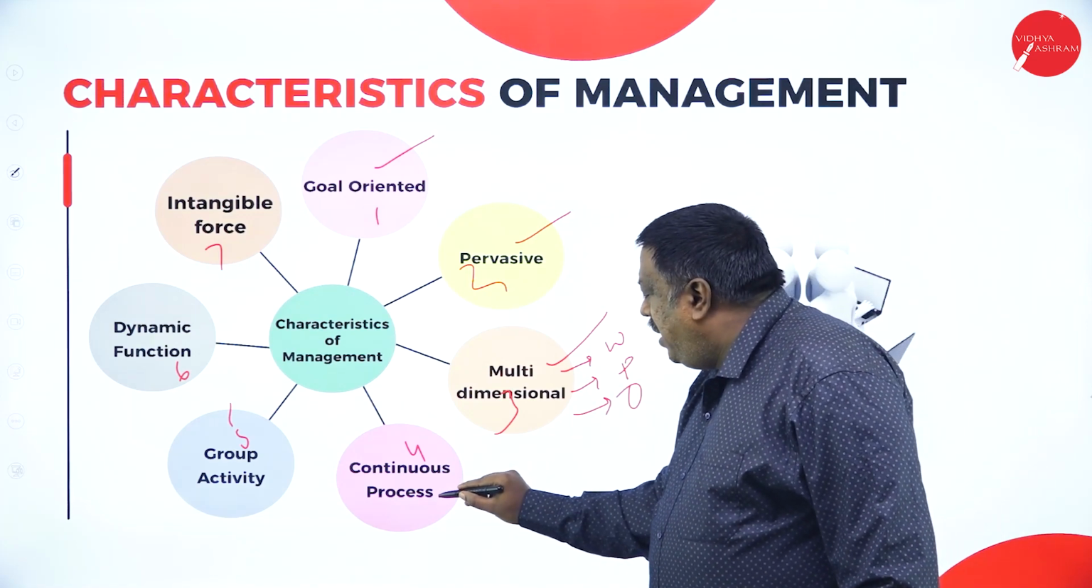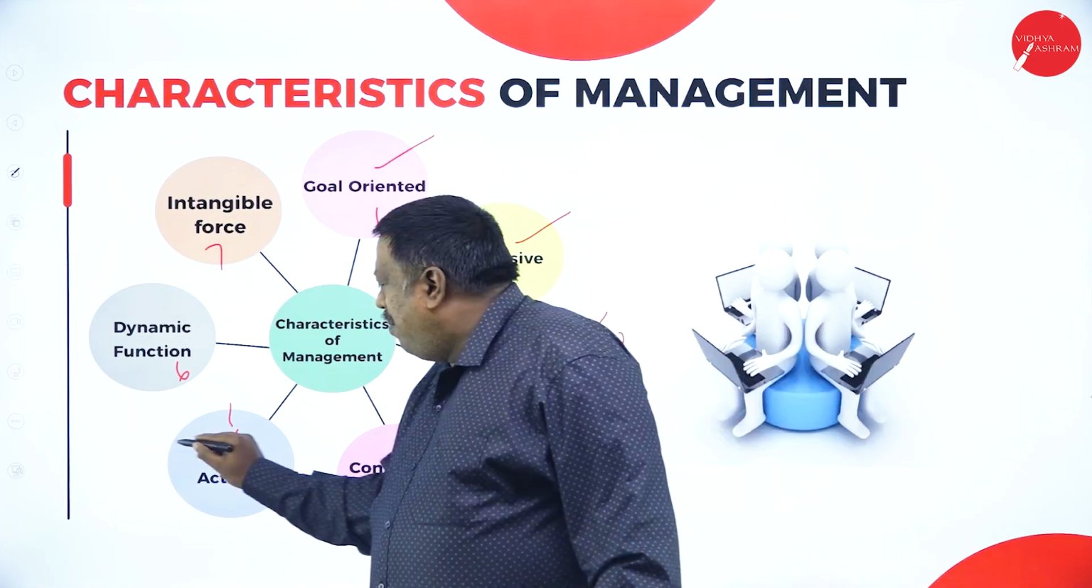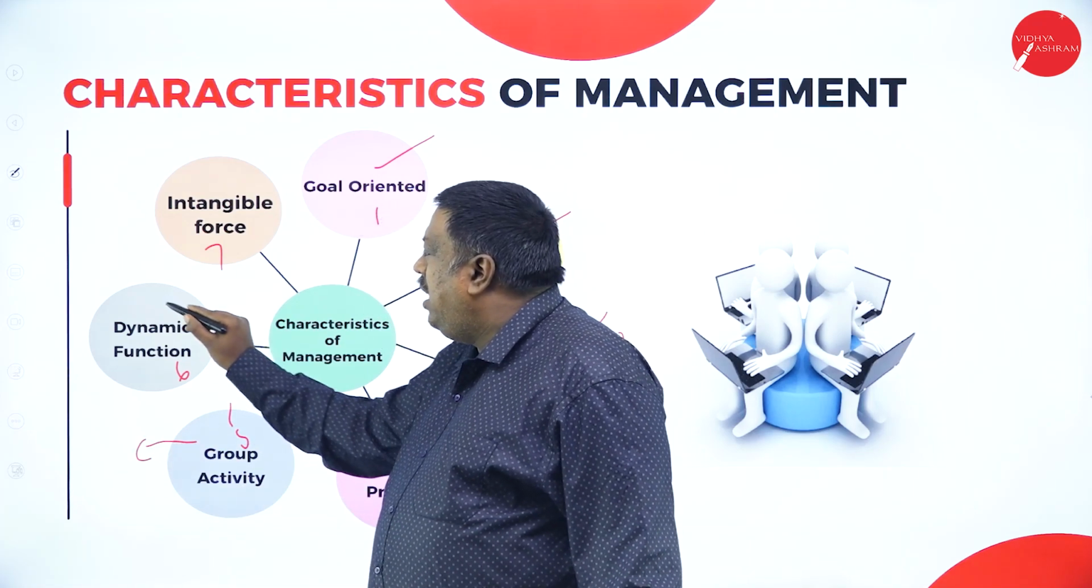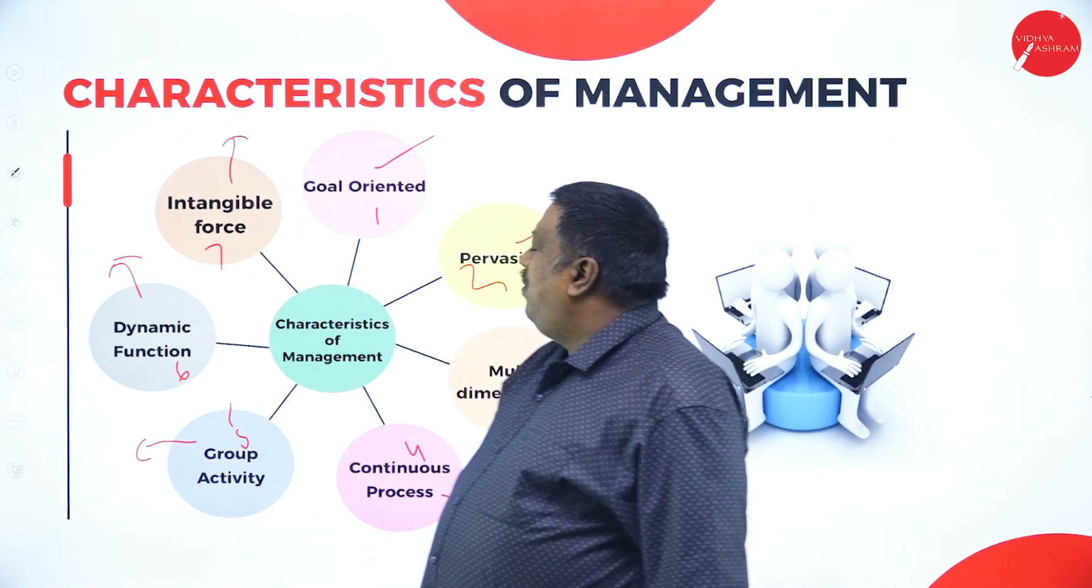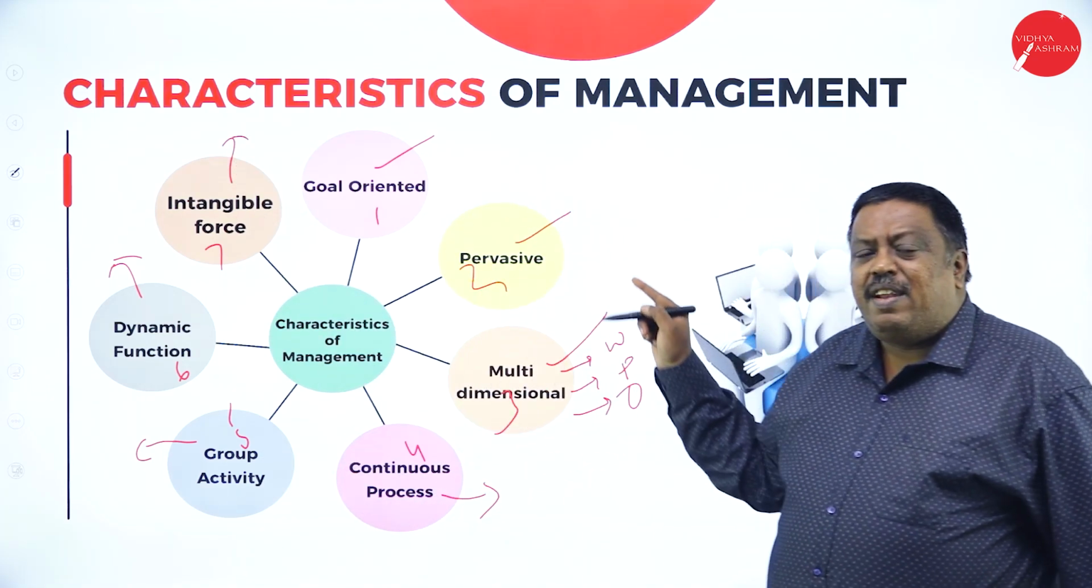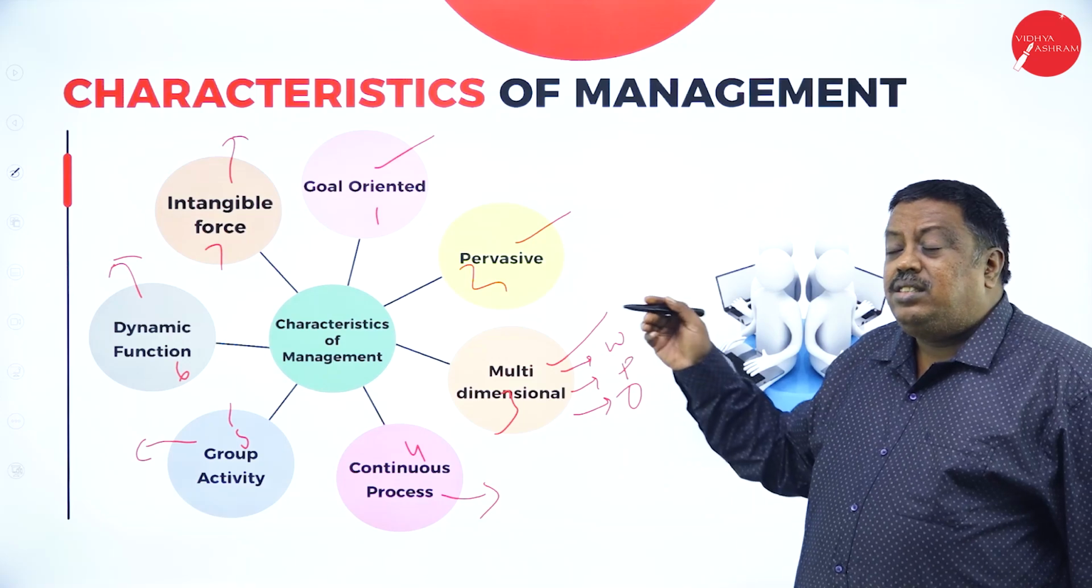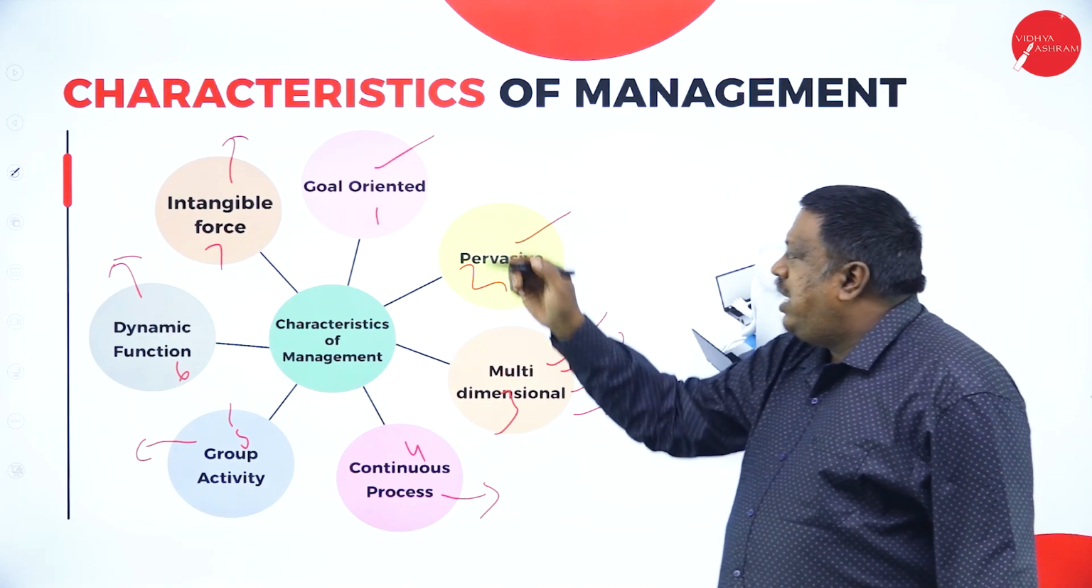Then management is a continuous process. Management is a group activity. Management is a dynamic function. Management is an intangible force. Write all the seven points first and then start explaining each and every point.